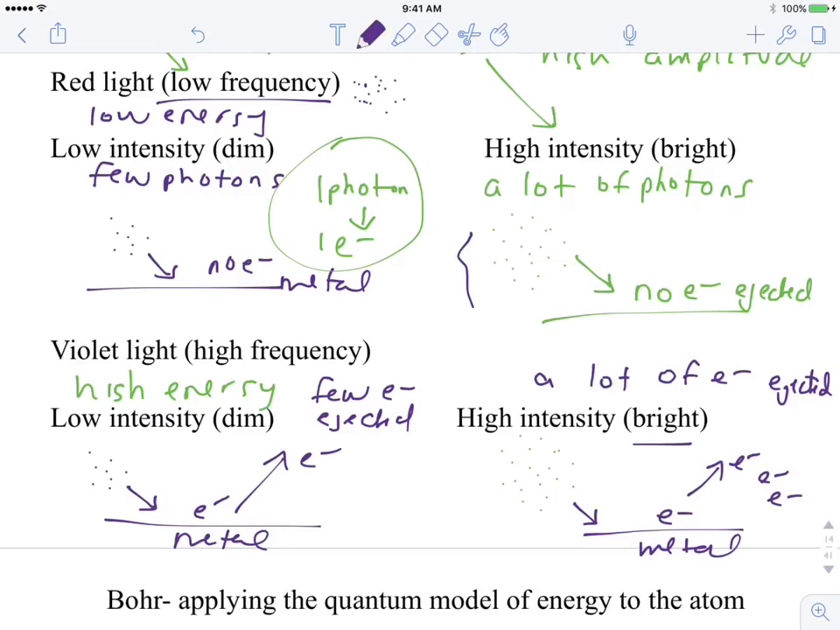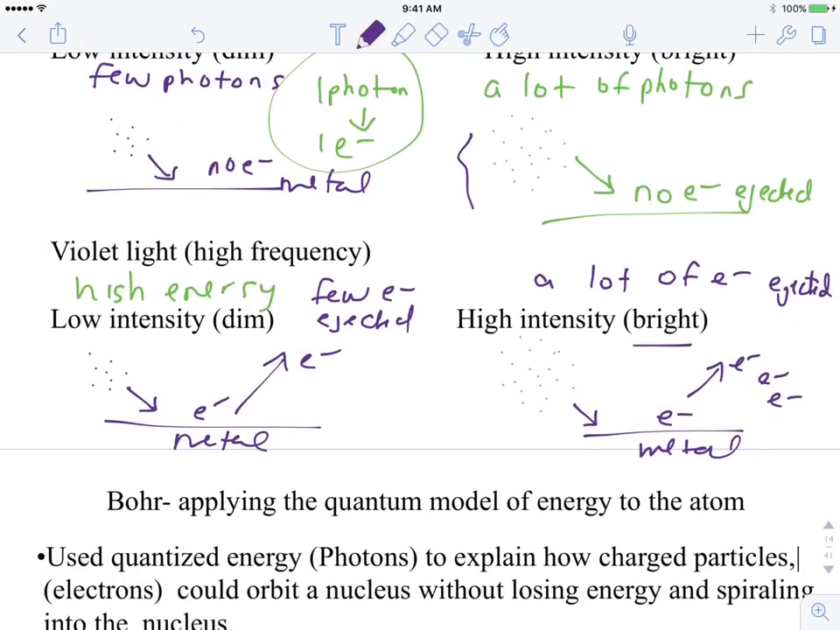If you have a situation where the light does have enough energy and you shine brighter light on it with the same color, then you're going to get more electrons coming off. Now why is this so important? Why did I take 10 minutes of your time to explain this, on this sort of side tangent? It's because we're going to apply this to the atom.